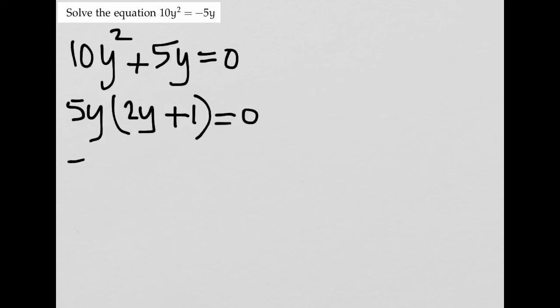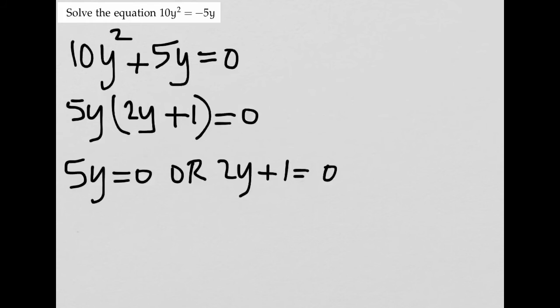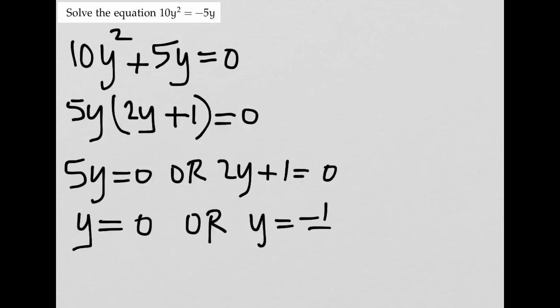Using the zero factor property, this means 5y is 0, or 2y plus 1 is 0. If 5y equals 0, 5 is not 0, so it must be that y is 0. And if 2y plus 1 equals 0, this means that y is negative 1/2. So the solutions to this equation are y equals 0 or y equals negative 1/2.